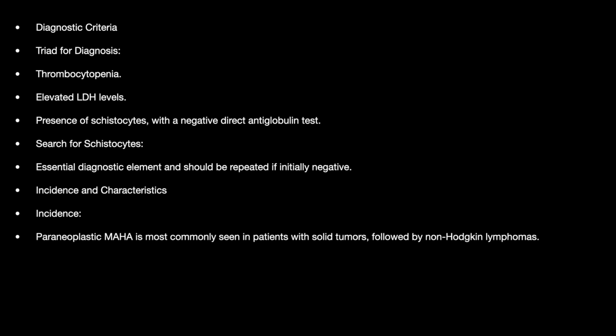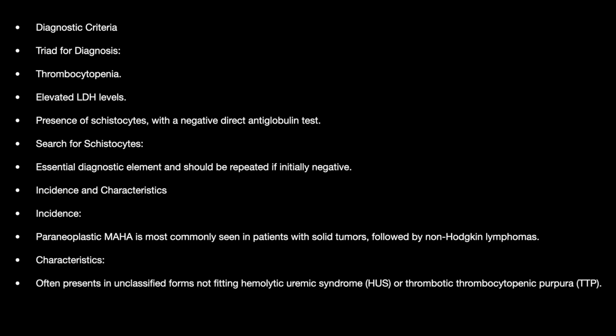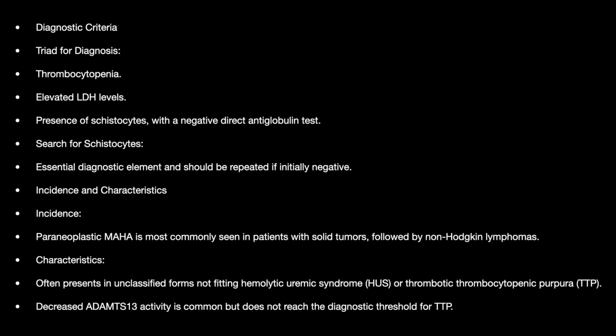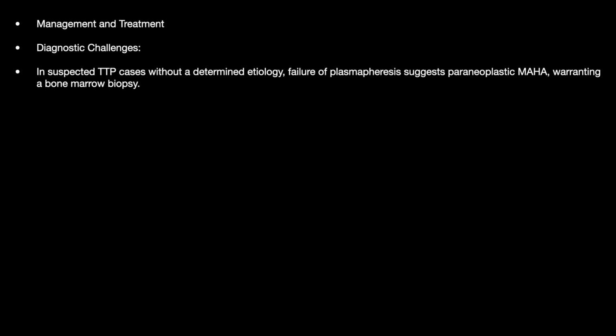Regarding incidence and characteristics, paraneoplastic MAHA is more common in patients with solid tumors, followed by non-Hodgkin's lymphoma. It often presents in unclassified forms not fitting the hemolytic uremic syndrome or TTP parameters. Decreased ADAMTS13 activity is common but does not reach the diagnostic threshold for TTP. The management and treatment is a diagnostic challenge in suspected TTP without a determined etiology. Failure of plasmapheresis suggests that it could be paraneoplastic MAHA, warranting a bone marrow biopsy.